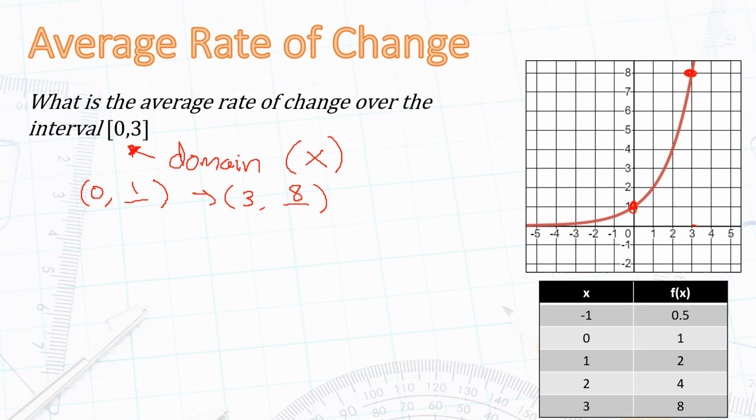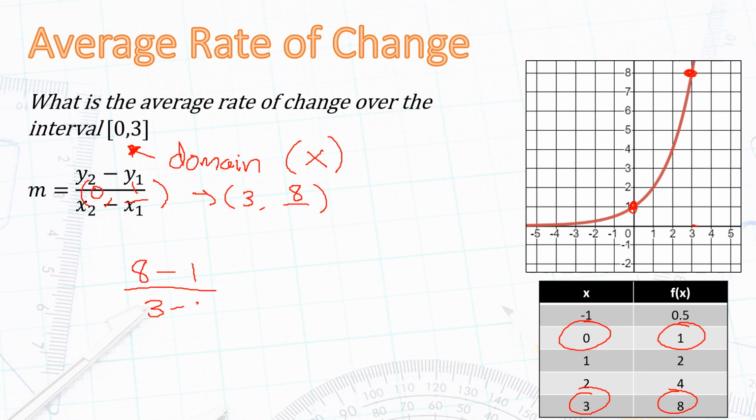So I'm actually being asked, what's the rate of change or the slope between those two numbers? If I go to my table, at 0, I can see 1, and at 3, I can see 8. So those are my pairs. So our formula, again, y2 minus y1, over x2 minus x1. So I've got 8 minus 1 over 3 minus 0. So that'll be 7 over 3.